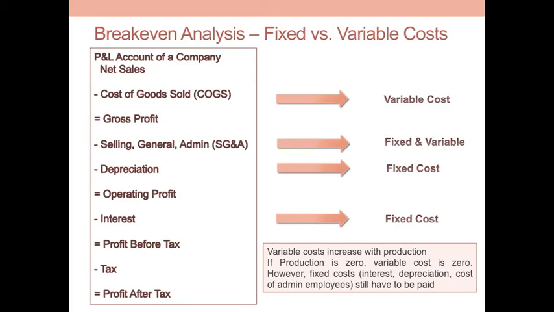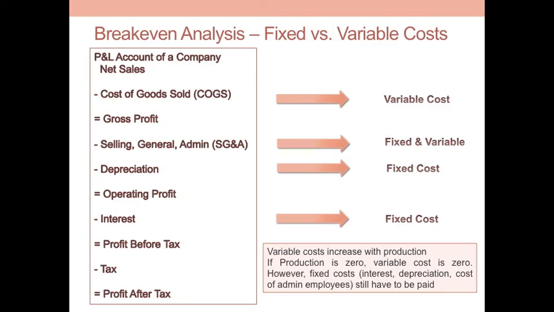Variable costs are those that increase with production, while fixed costs have to be paid whether we're producing anything or not. So the first cost item on any P&L is the cost of goods sold, which comprises raw material, labor, and overhead costs directly incurred in the production process and is therefore variable in nature. Selling, general, and administrative expenses, or SG&A expense, has both a fixed and variable component.